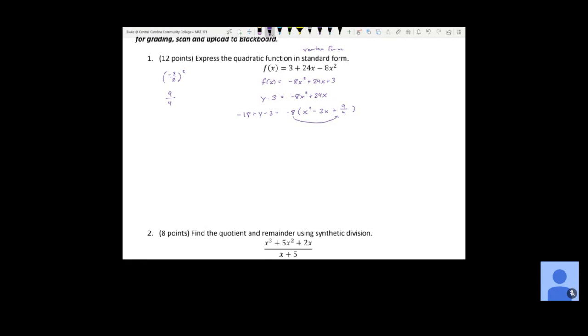Any questions about that step? Okay, now if we combine like terms on the left-hand side, what's that going to give us? Good, so we have y minus 21. Over here now, I'm going to keep my negative 8, and I'm going to factor what we have here. So how is this going to factor now?